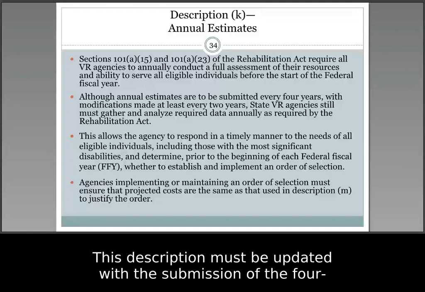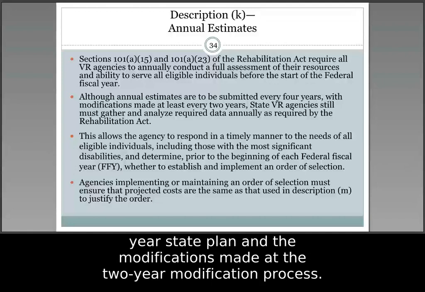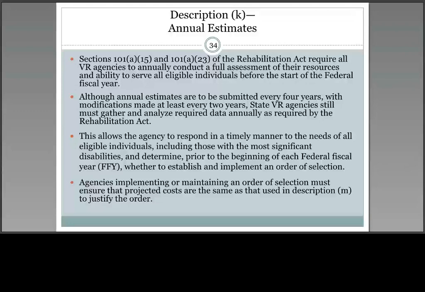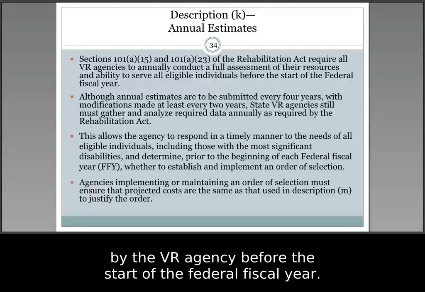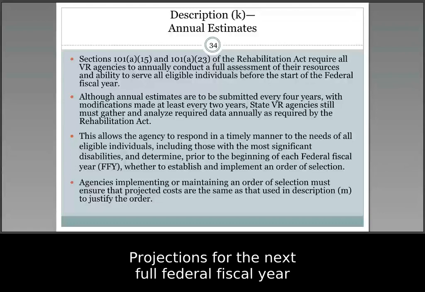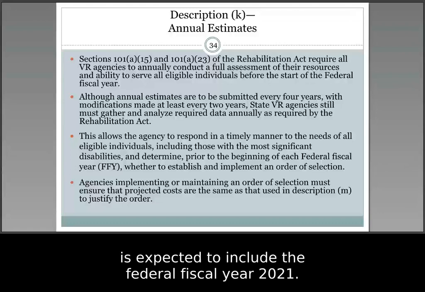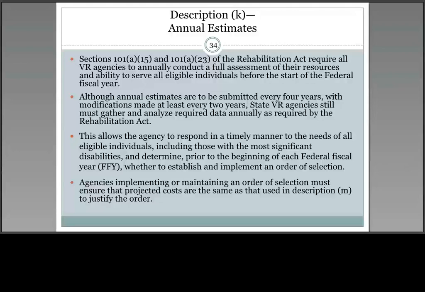This description must be updated with the submission of the 4-year state plan and the modifications made at the 2-year modification process. In addition, as noted before, the analysis must be conducted annually by the VR agency before the start of the federal fiscal year. Projections for the next full federal fiscal year are expected to include federal fiscal year 2021.